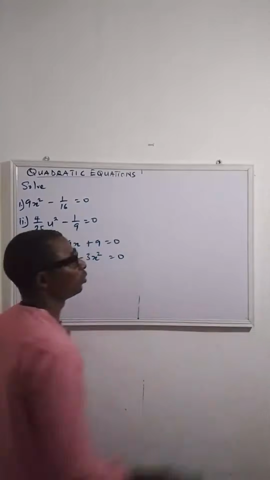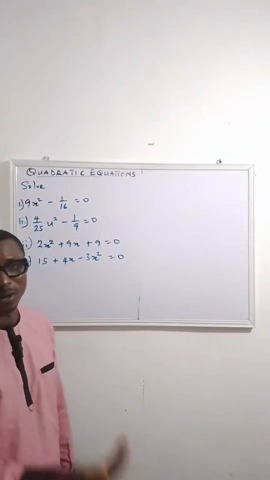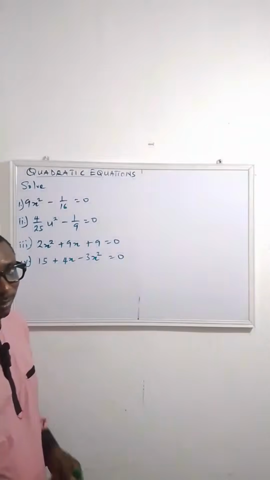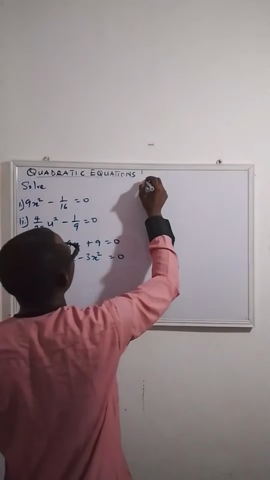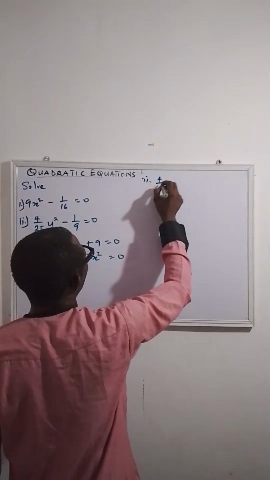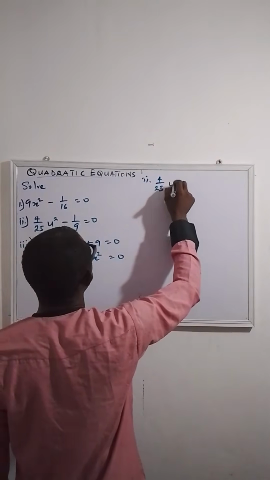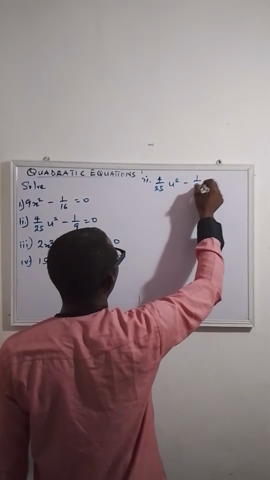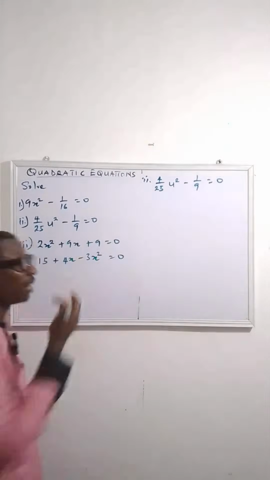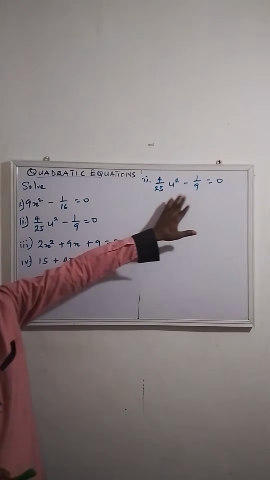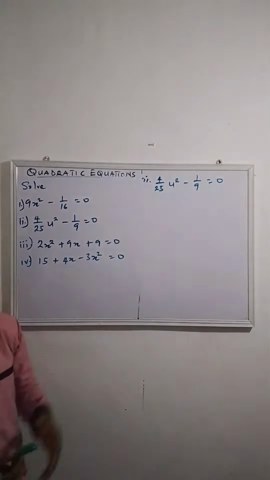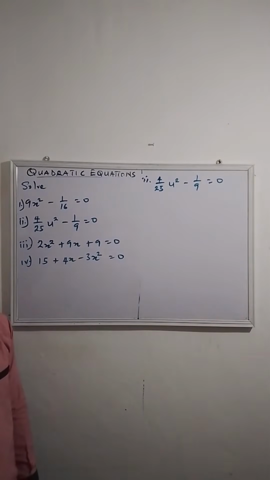So if I'm too fast, you can always rewind and go through the class again. Now let's look at the second one. We have 4 over 25 u squared minus 1 over 9 equals 0. The first thing I look at whenever I'm given this type of problem is to check the numbers we have here. Are they perfect squares? If they're perfect squares, the work is easier. If not, then I need to work on the equation.